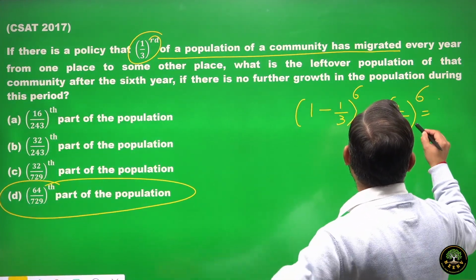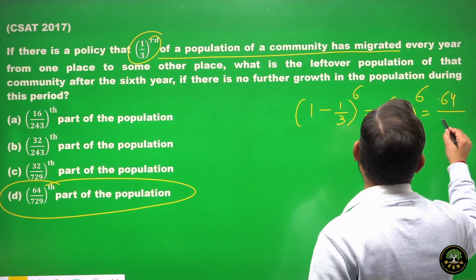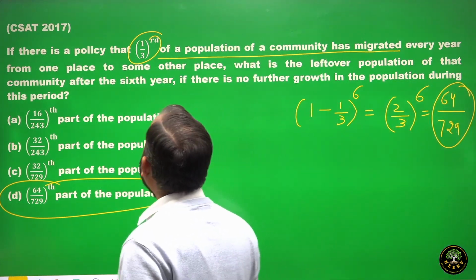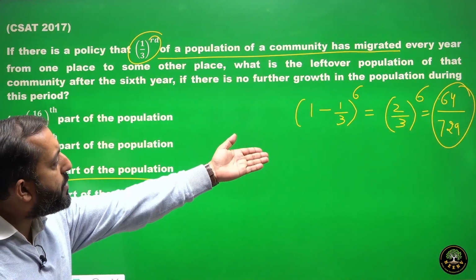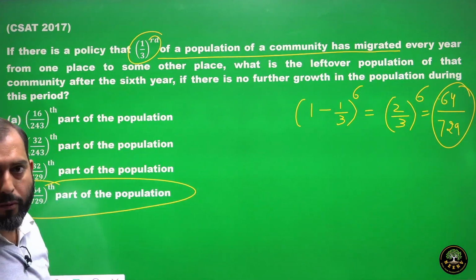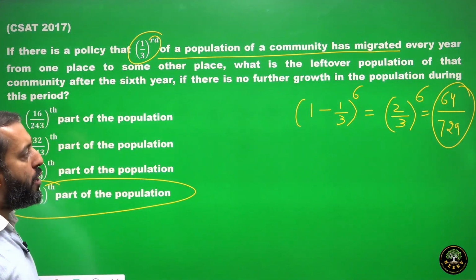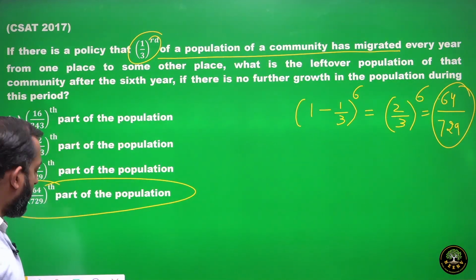Because 2 to the power 6 is 64 and 3 to the power 6 is 729. So after 6 years, this much fraction of the population will be left out. I hope, guys, this is clear to everybody. Let's move on to the next question.